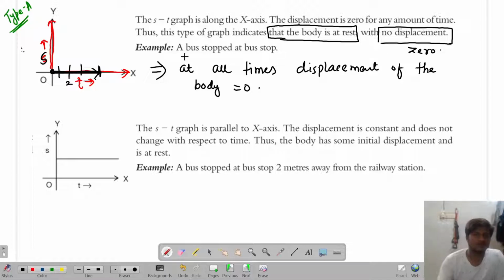Understood or not? Tell me. Are you able to understand this graph perfectly? Any kind of doubt? No, no? Guys? No, sir. No, sir. Okay. Ankit, are you here? Yes, sir. Okay, good guys.